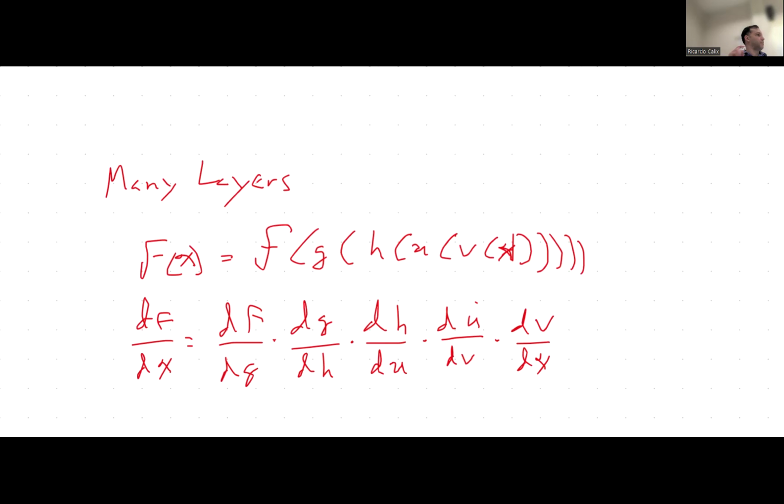Yeah, Henry. Each time we multiply, we keep the inner layers untouched. So it would be the derivative of the outer layer of g h u v x. It's the derivative of that function in terms of that term, right? A basic example would be f of g of x: you keep g of x untouched, find the derivative of the outside layer, and multiply that by the derivative of g of x.